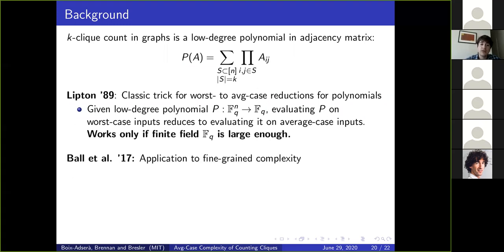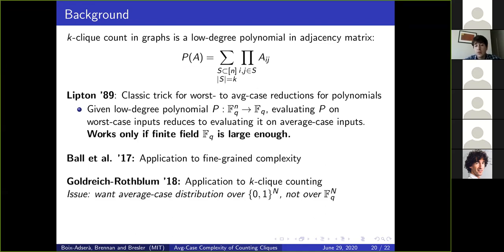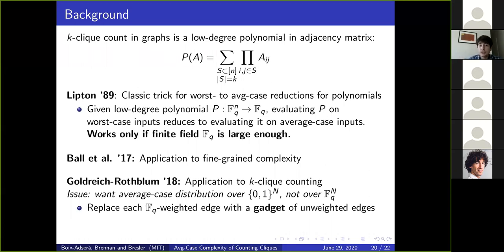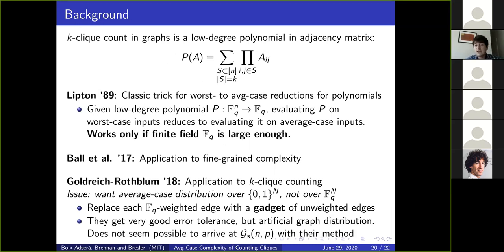So this was recently applied to fine-grained complexity, which is the context of this problem. There's a paper from a couple of years ago by Goldreich and Rothblum, which applied, in fact, to k-clique counting, and in particular this polynomial. They run into this issue where they want this average case distribution to be over elements of the hypercube and not over elements of F_q to the n, where the finite field is much larger than just two elements. Their solution is to replace each finite field element with a gadget of unweighted edges, and they get a distribution over graphs that's artificial. They get very good error tolerance, but it doesn't seem possible to arrive at Erdos-Renyi hypergraphs just by directly applying their method.